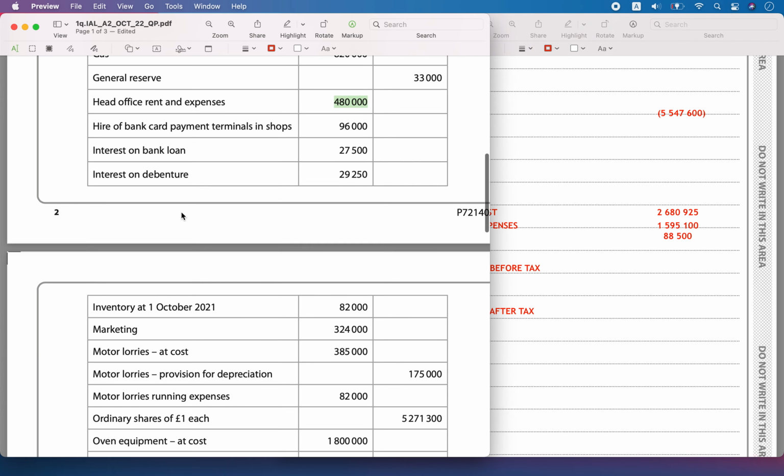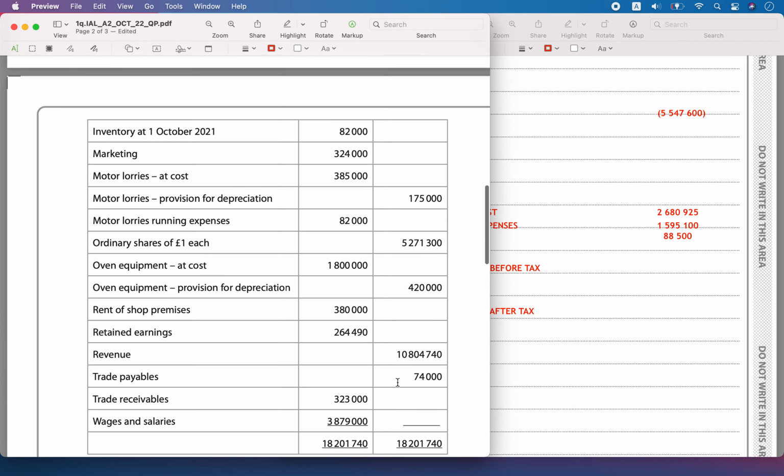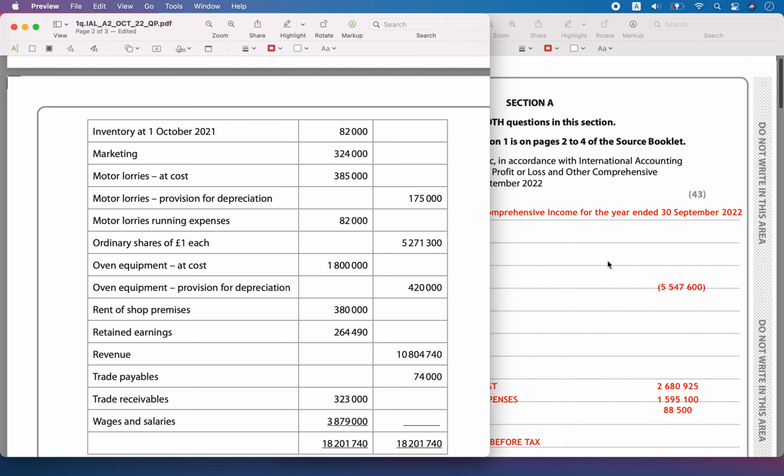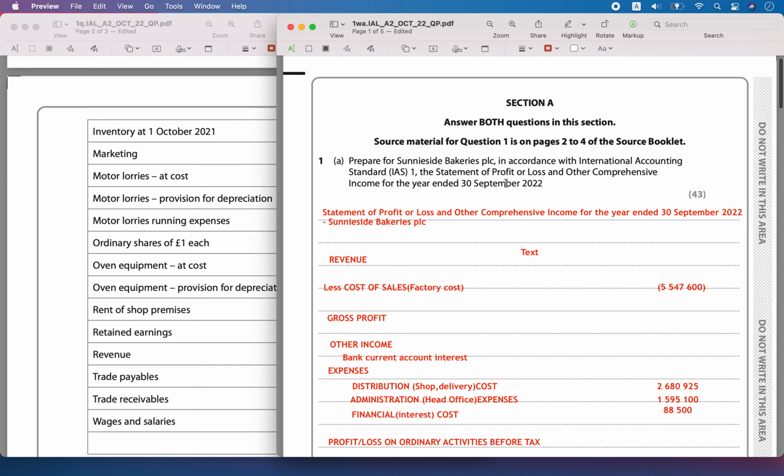So now let's fill up the revenue. The revenue here we had seen, it is this much. So let's write it, the revenue, it is 10,804,740. So 10,804,740 is your revenue.